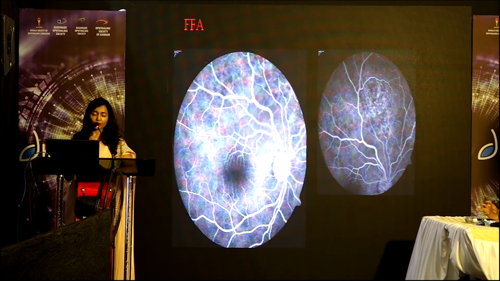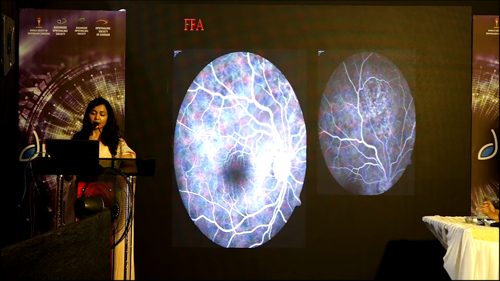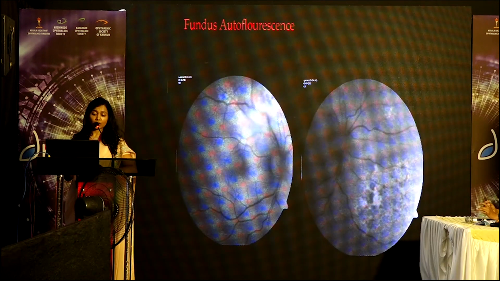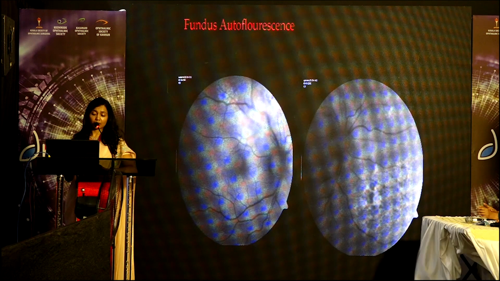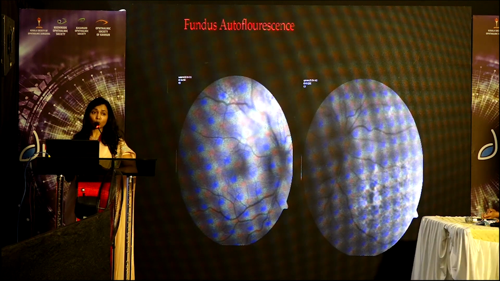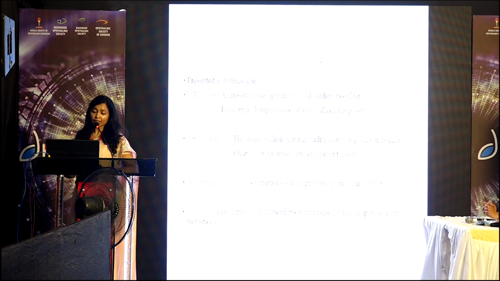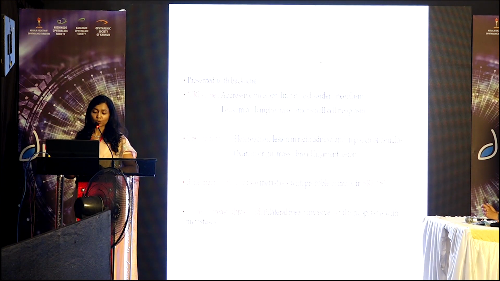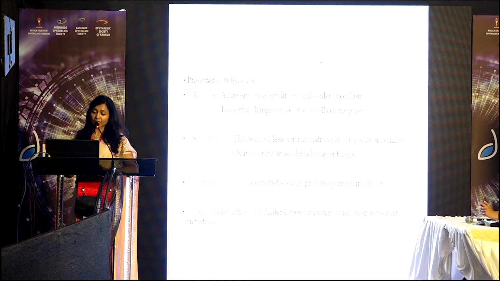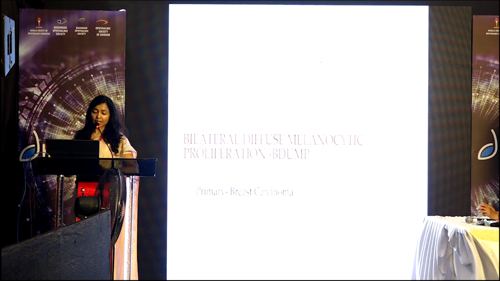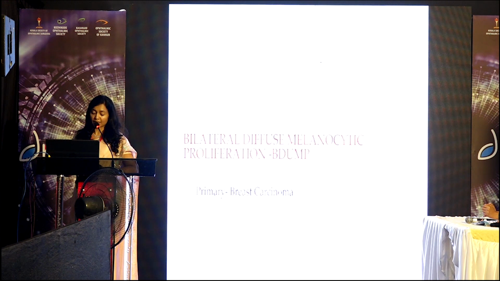Our diagnosis revolved around CSR and VKH, and the patient was given steroids. But if you look at the autofluorescence, you can see extensive hypo and hyper autofluorescence, which is not typically seen in acute CSR or acute VKH. When she presented with headache, she had an MRI of the spine which showed metastasis, and the primary was found to be in the breast, a bilateral breast invasive lobular neoplasm. So that is a case of bilateral diffuse uveal melanocytic proliferation or BDUMP from primary breast carcinoma.